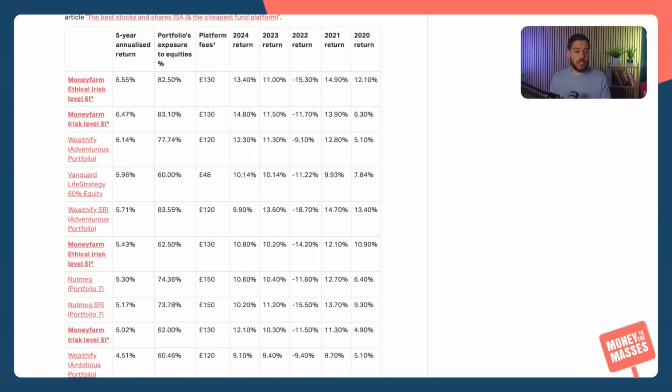It's also worth pointing out that services like Wealthify have a minimum investment amount of just £1, which is obviously much lower than the minimum I've mentioned for Vanguard Investor already.